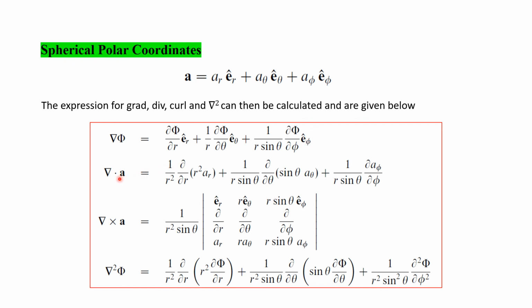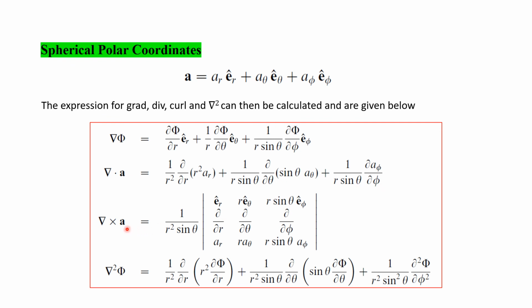And then this is for your divergence, your del dot A. So this is this term here. So you have your 1 over r squared, and you take the partial derivative with respect to r of your r squared A_r, plus your 1 over r sine theta, and you take the partial derivative with respect to theta of your sine theta A_theta, plus 1 over r sine theta partial derivative of your A_phi with respect to your phi.